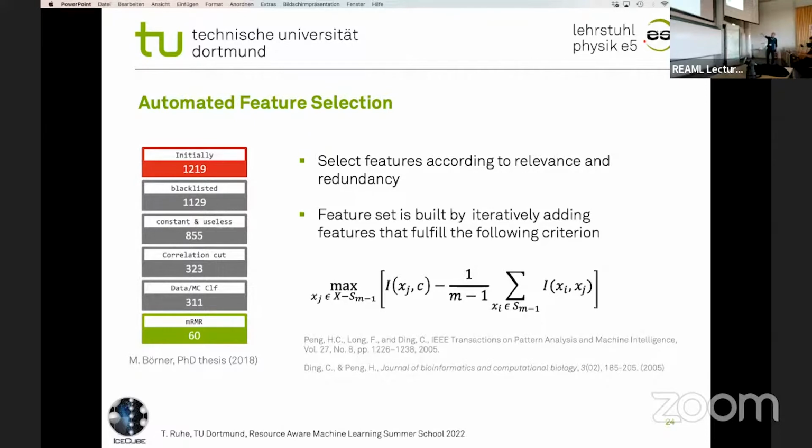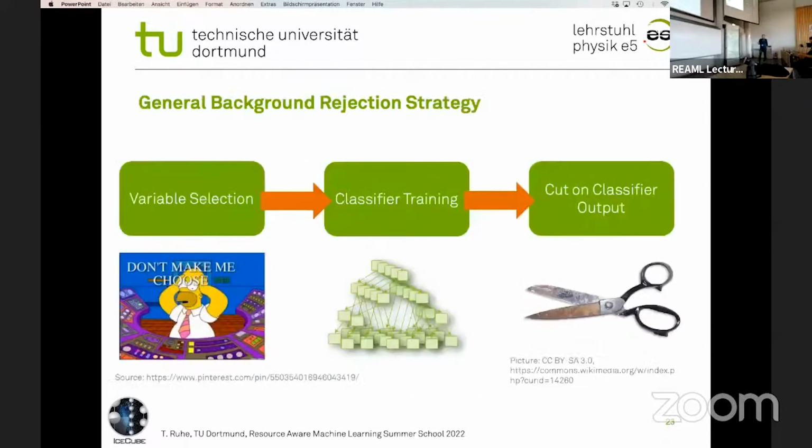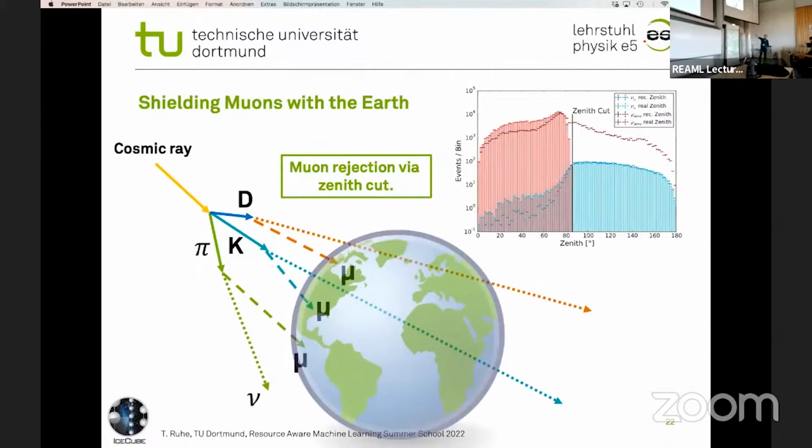We also have a lot of correlations in our attributes. You can imagine. So one example is the zenith angle. We reconstruct zenith angles and directions basically from all our reconstruction algorithms. So imagine you have 10 reconstruction algorithms, you reconstruct 10 zenith angles.